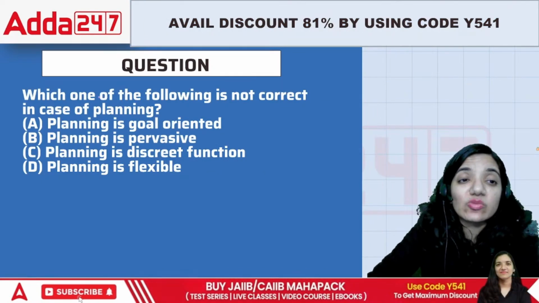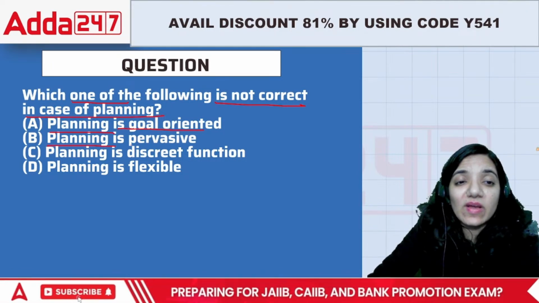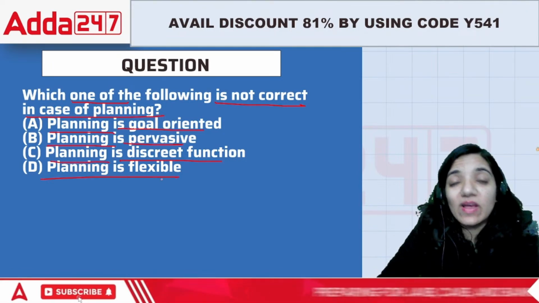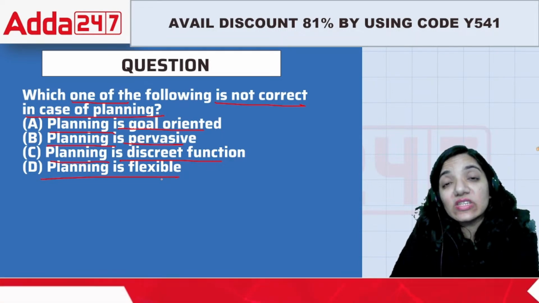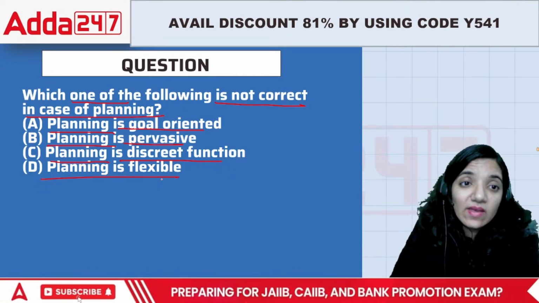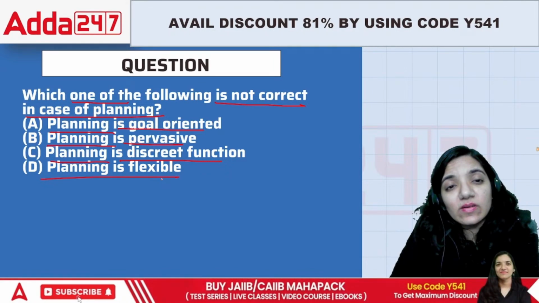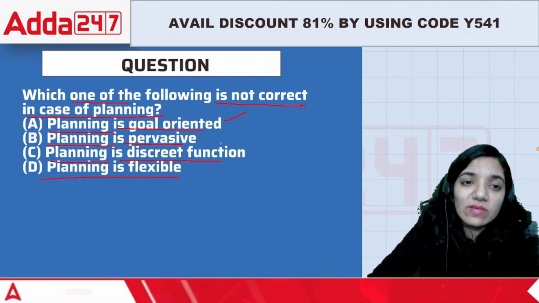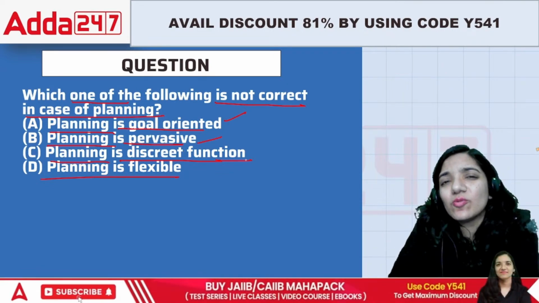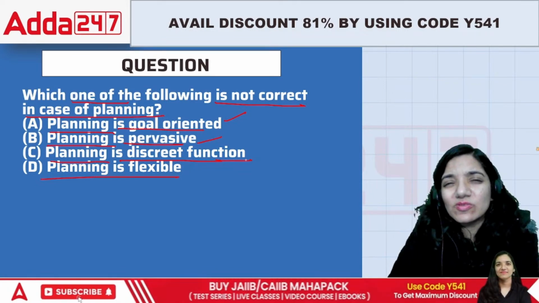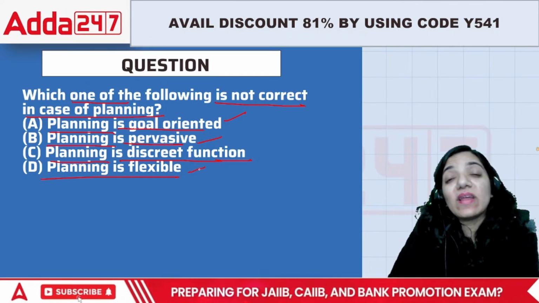Now comes the next question. Which one of the following is not correct in case of planning? Planning is goal-oriented, planning is pervasive, planning is discrete function, or planning is flexible. If we say which one of the following is not correct in case of planning, it means that planning is goal-oriented, it's an important thing. Planning is pervasive, required at every level. It's not a discrete function. It's not something that we do whenever we would like to. There's no specific intensity. Less, more, less, more. There's nothing like that. And the last one is planning has to be flexible.